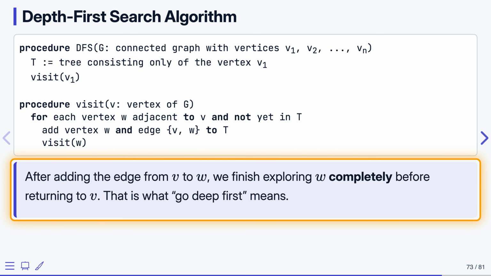That last part is the key. After we step from V to W, we fully explore W and everything below it before we ever come back to V. That is what going deep first means, and it is why the procedure calls itself. Recall recursion just means a procedure that calls itself on a smaller piece of the same problem.